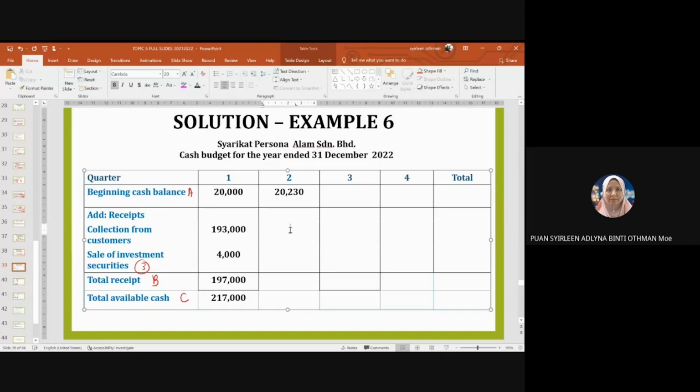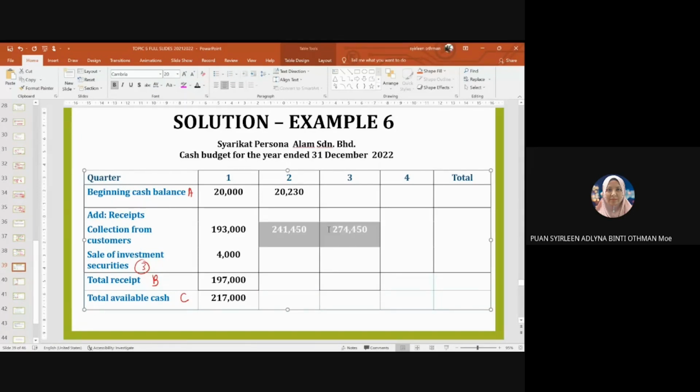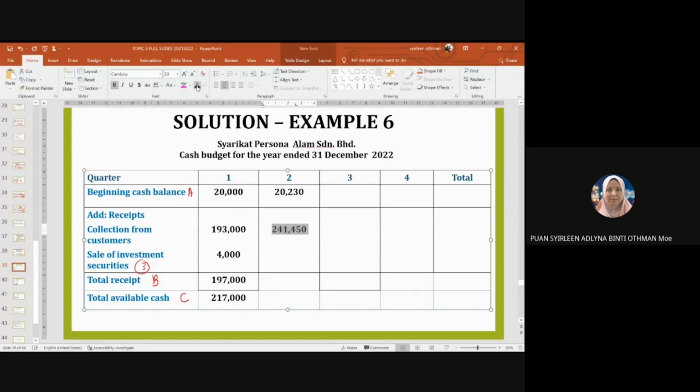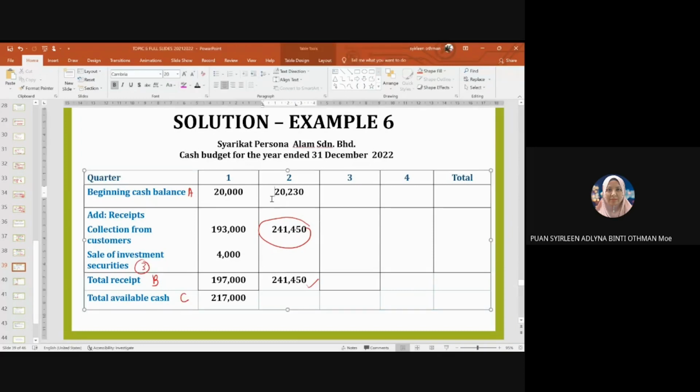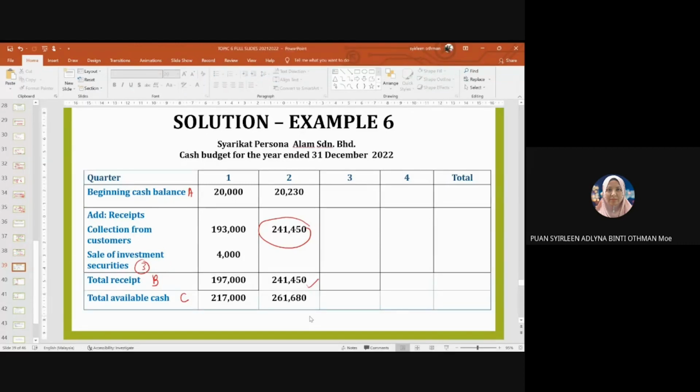Okay, collection tadi kita dah buat. So collection untuk kuartal kedua ialah 241,450. Ada sale investment lagi ke? Tak ada. Sekali je kita ada sales of investment, which is during the first quarter. So yang ni kosong lah. Jadi berapa yang awak terima kuartal kedua? I hanya terima daripada sale saja. 241,450. Okay. So sekarang ni dalam tangan ada 20,230. I terima lagi 241,450. So for the second quarter, available cash at the moment is 261,680. Okay. Alright, ini second quarter.